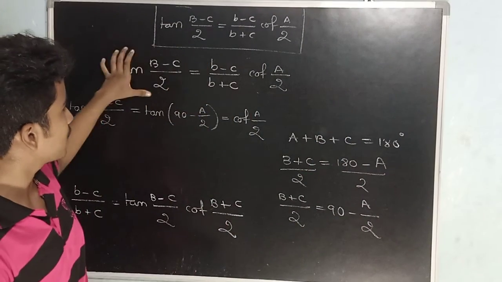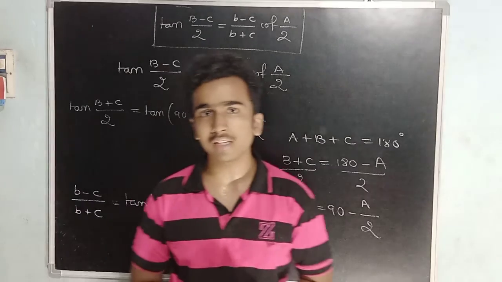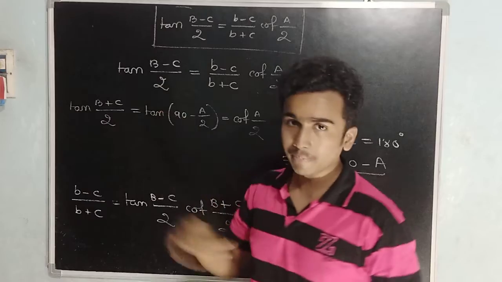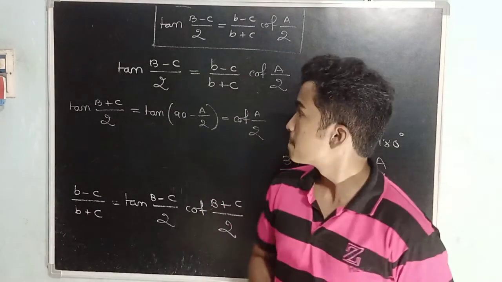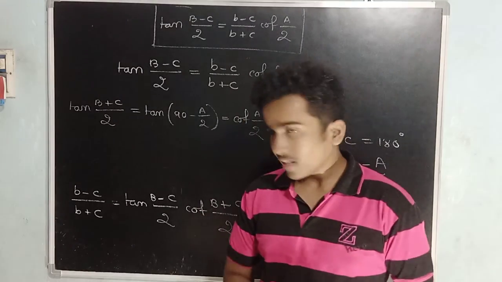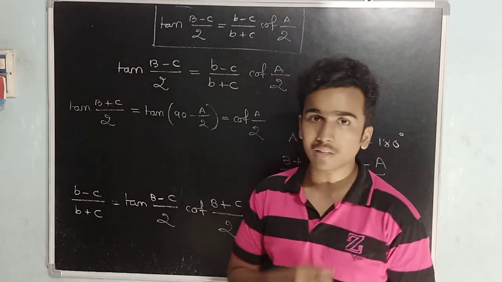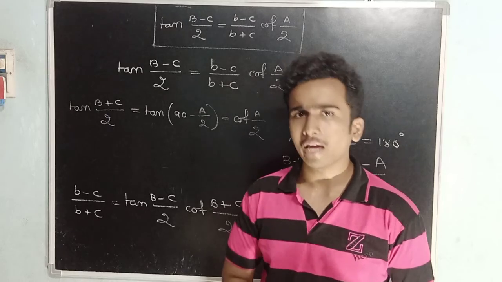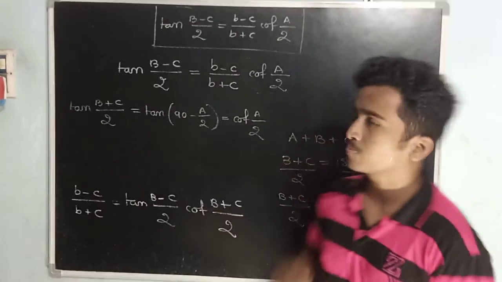Suppose let me consider this formula: tan B minus C by 2 is nothing but B minus C by B plus C cot A by 2. In the first method, what I have done is I took tan B minus C by 2 directly and simplified it as tan B by 2 minus tan C by 2. I used the tan A minus B formula, and after that I applied half angle formulas. Tan B by 2 is nothing but root of s minus c into s minus a by s into s minus b. I applied direct half angle formulas, and after simplification we got this expression.